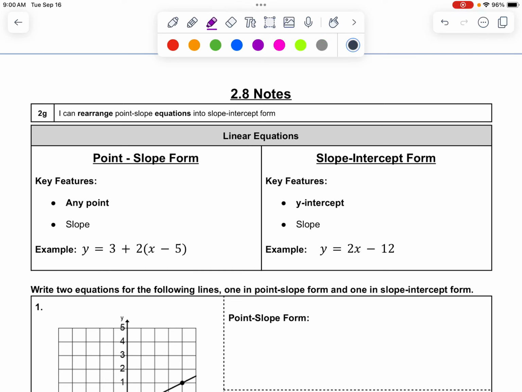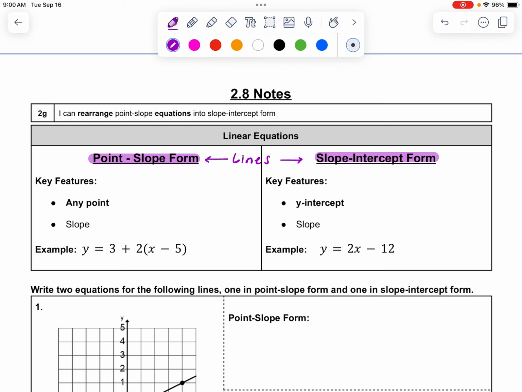Everybody, in this video I'm going to be going through the notes for lesson 2.8. In this lesson we're going to be comparing point slope form to slope intercept form. We're going to look at what's the same and what's different about these two styles of equations. Now these are both equations of lines. So no matter what here, we are writing the equation of a line.